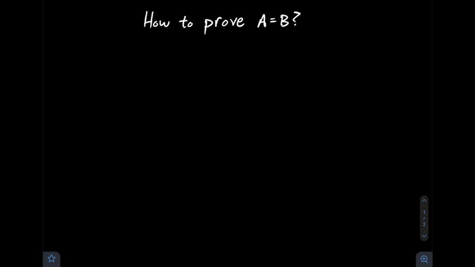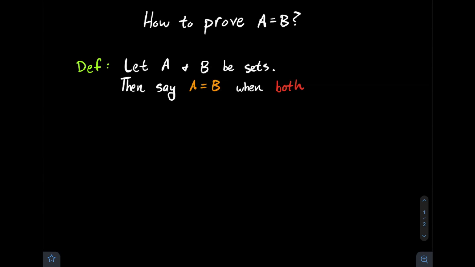In this video, we're going to talk about how you prove that two sets A and B are equal. So let's start off reminding ourselves of what it means for two sets to be equal. Here's the definition. Let A and B both be sets. We'll say that A equals B when both 1, A is a subset of B, and 2, B is a subset of A, are true. So when both of these containment statements, 1 and 2, are true, then A is equal to B.